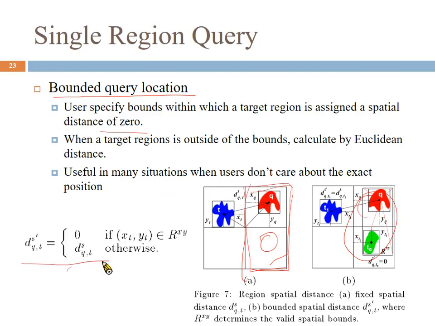So here is the formulation. If the centroid location is inside the user specified bound, then the spatial distance is 0. Otherwise, the spatial distance is calculated based on Euclidean distance.